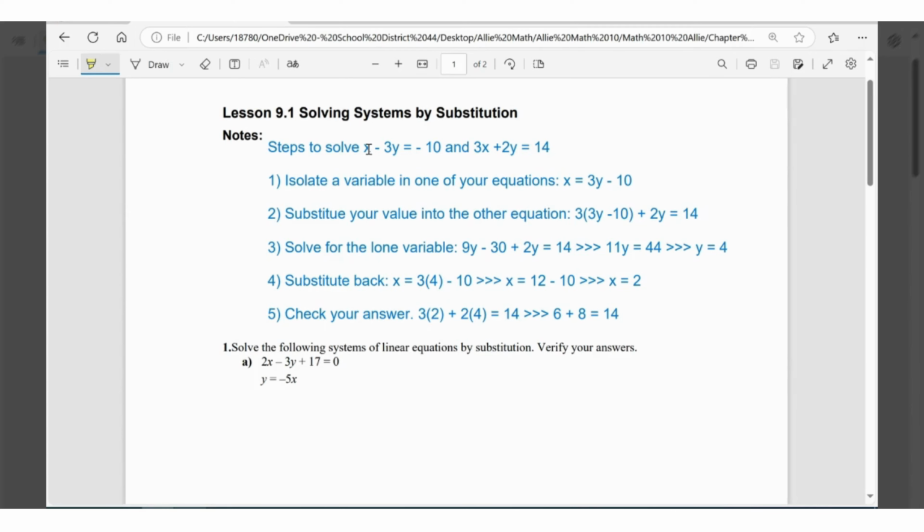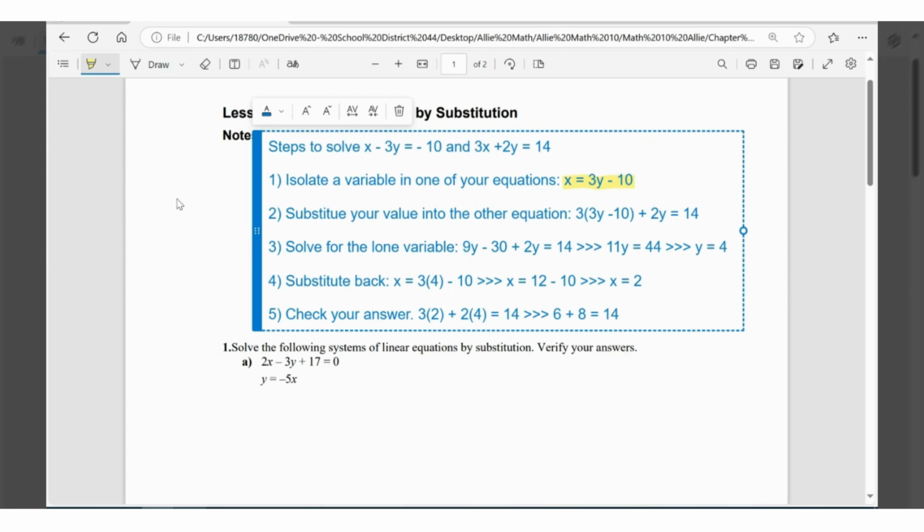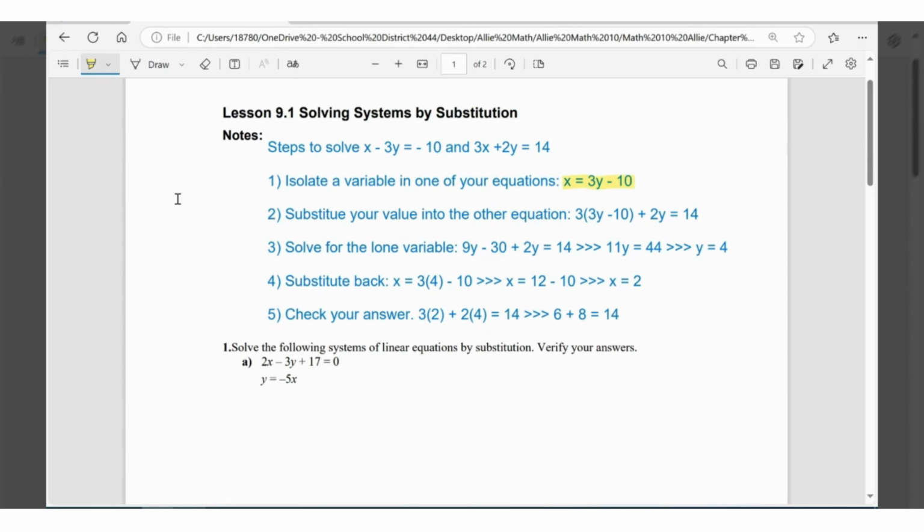So steps to solve this system right here, these two equations, x minus 3y equals negative 10, and 3x plus 2y equals 14. First we start by isolating a variable in one of your equations. You could isolate the x, you could isolate the y. In this one, I chose to isolate the x. We already had the x by itself with no coefficient, so you want to have no coefficient with it. I added 3y to each side.